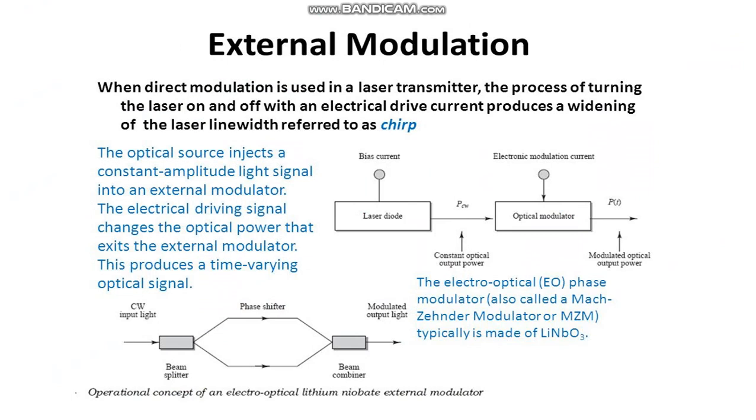So the next concept is the electro-optical EO phase modulator, or what we call Mach-Zehnder modulator, or MZM. It is typically made of LiNbO3, or what we call lithium niobate. This lithium niobate is a naturally occurring salt consisting of niobium, lithium, and oxygen.